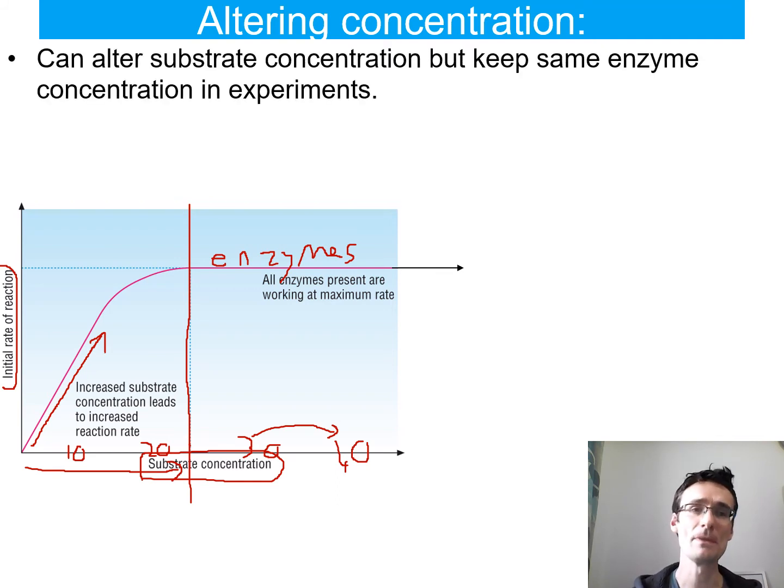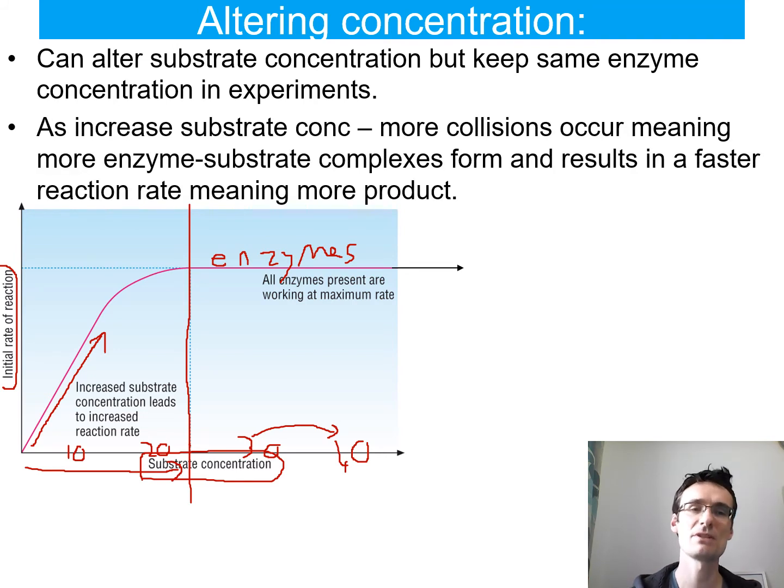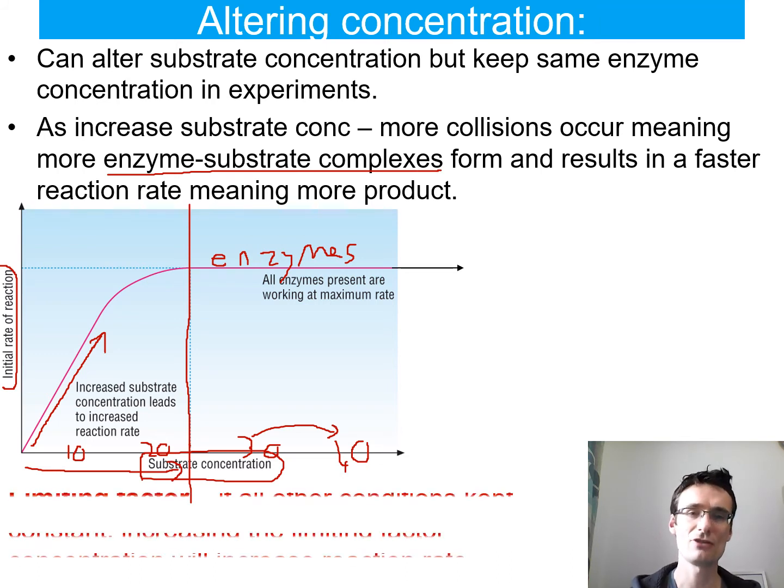So what do you need to know? You need to know we can alter substrate concentration, and we keep the enzyme concentration the same in some experiments. As you increase the substrate concentration, you will get more collisions, obviously, meaning you get more enzyme-substrate complexes. And again, I'm pointing out this term that you need to use in all exam questions on enzymes. And therefore you get a faster rate of reaction.